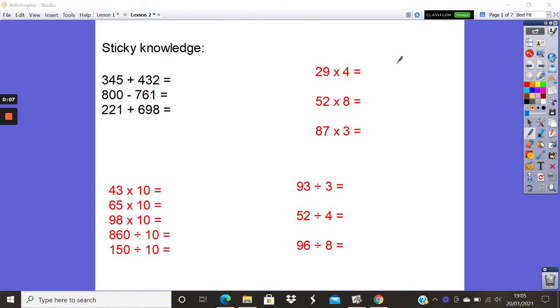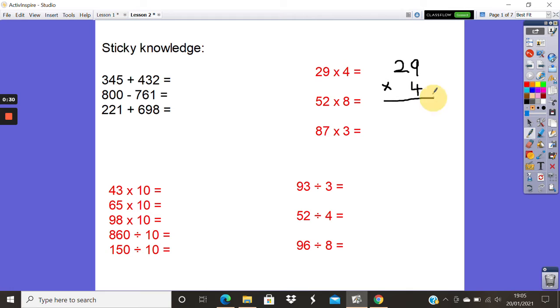We're going to start with some sticky knowledge first. So we've got some addition and subtraction questions here that you need to put in column addition and column subtraction. We've got some multiplication questions, so we're going to use the method that we've been practicing to solve the following. So we've got 29 times 4. We'll do the first one together and then you can pause the video and have a go at the last two.